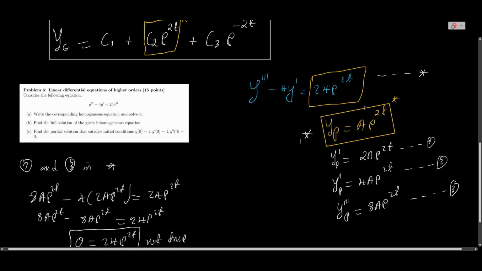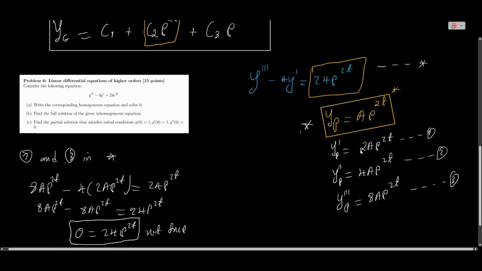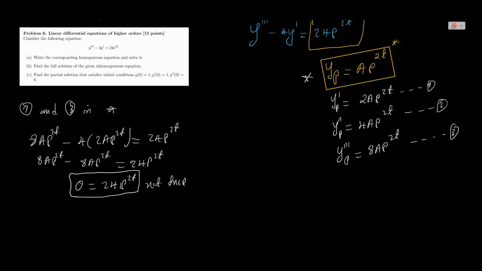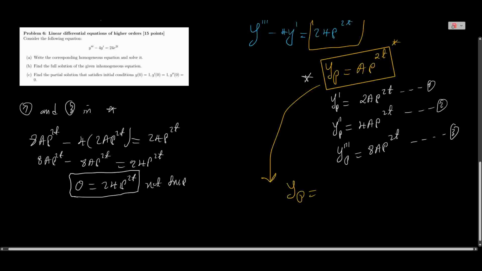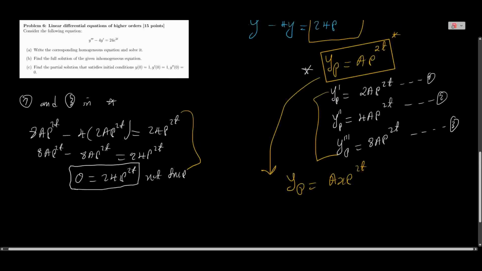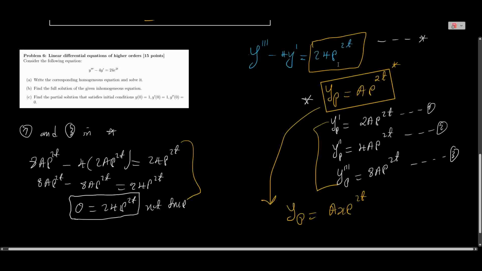If I was solving this in an exam, I would not have to do these steps. I'd just change my particular solution, which will simply be ax e raised to the power 2t. I would not waste time computing this, but I wanted to show you what I was explaining earlier. Again, what we need to do is look for our first derivative, second derivative, and third derivative. Then we take the first derivative and third derivative and insert them in our inhomogeneous equation star. So that's what we need to do.